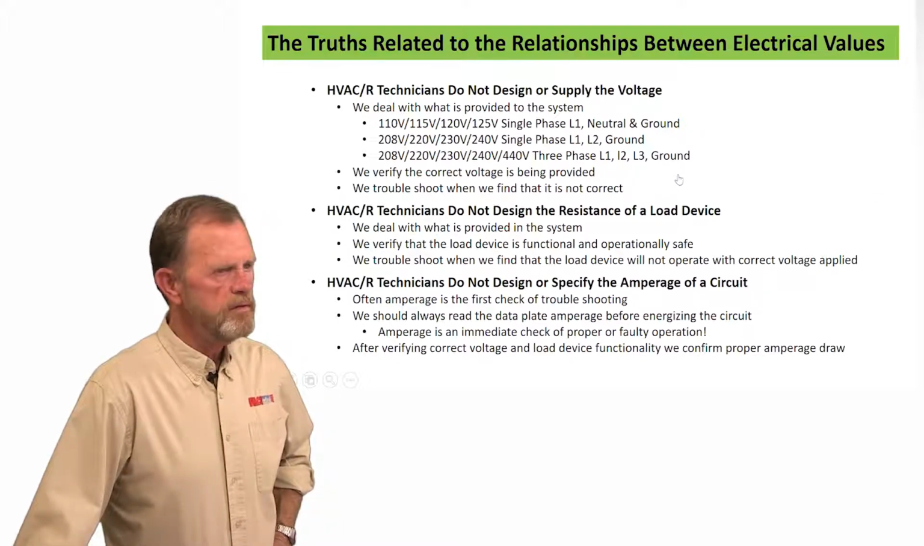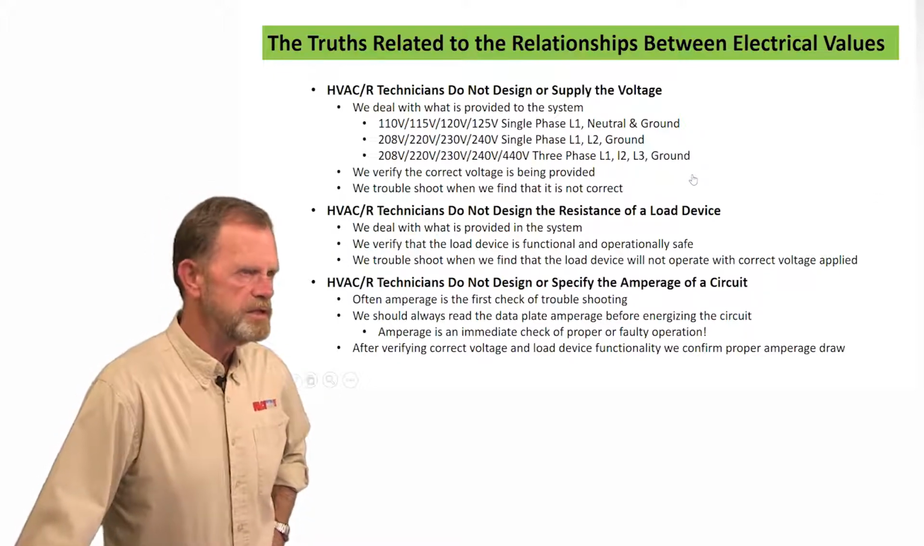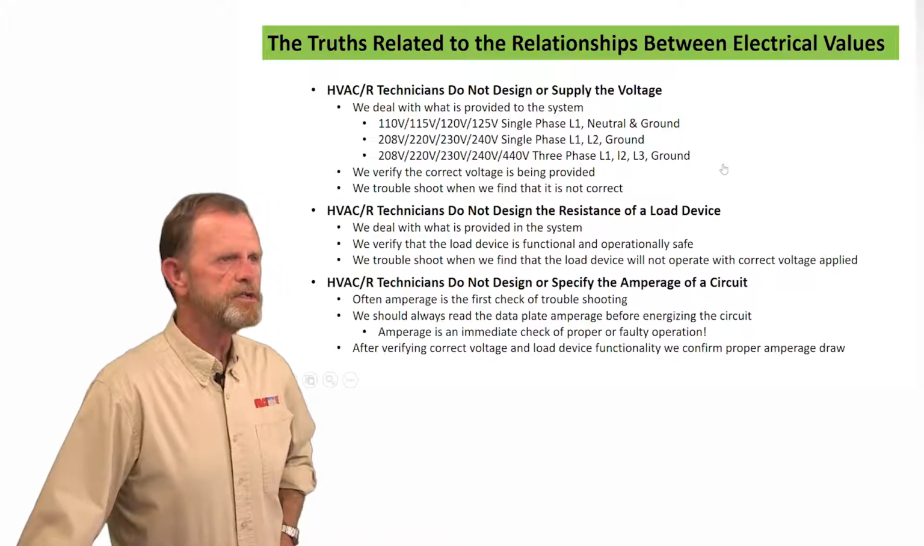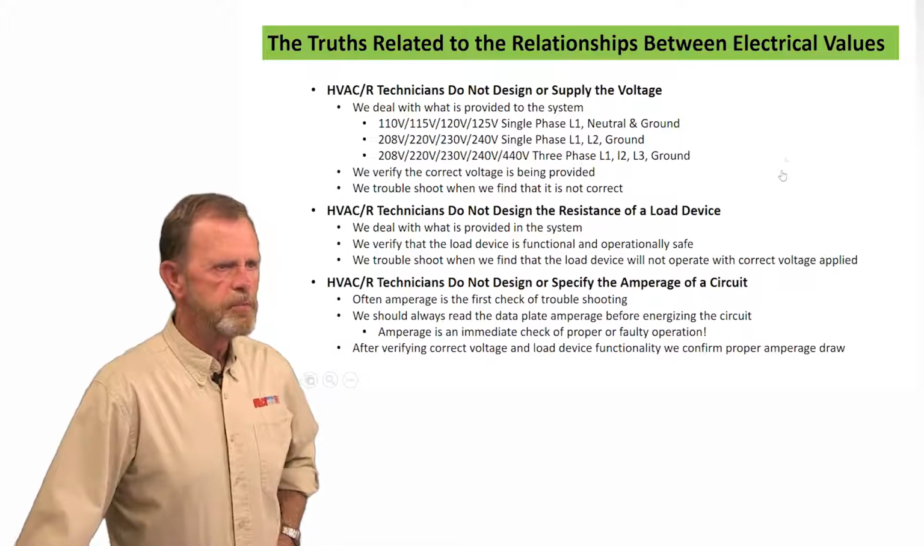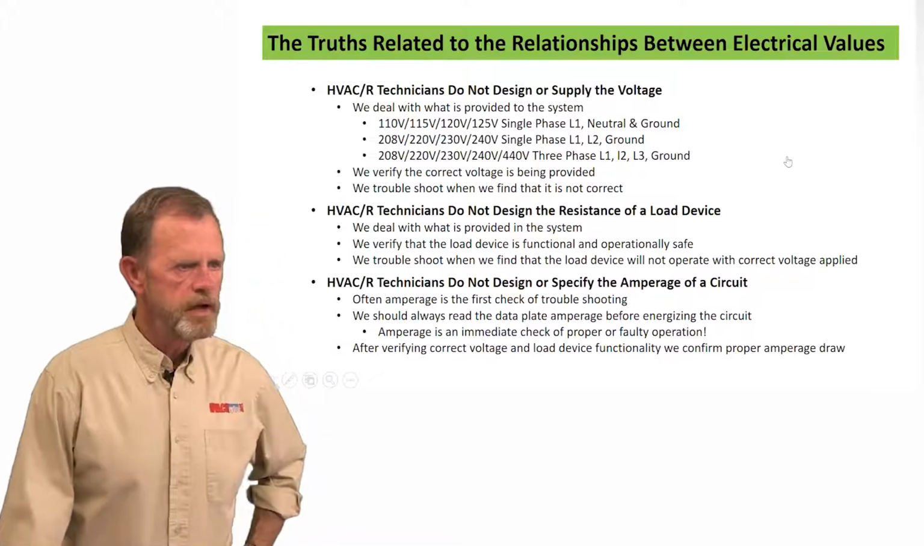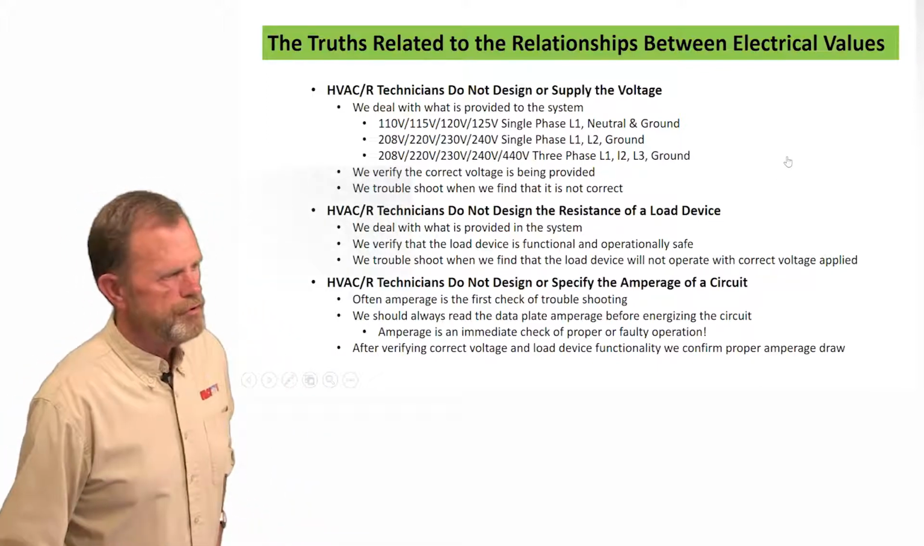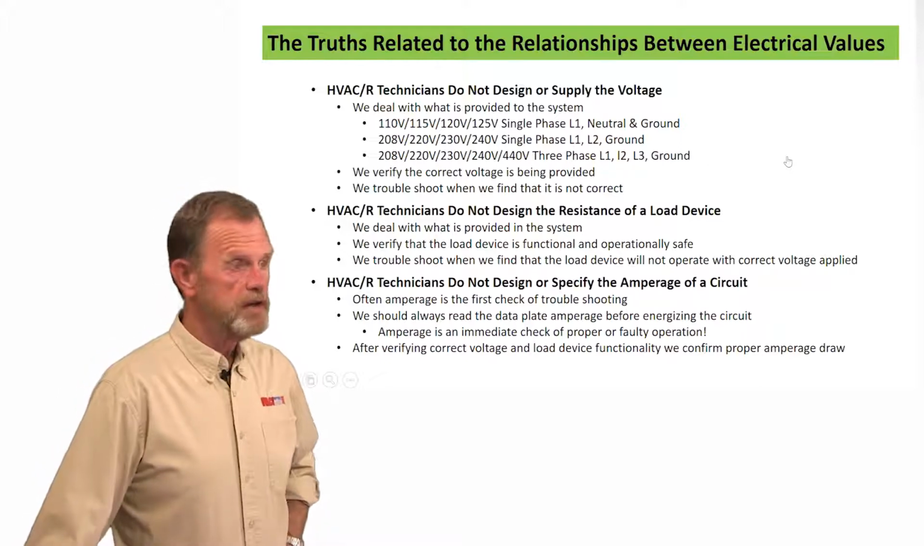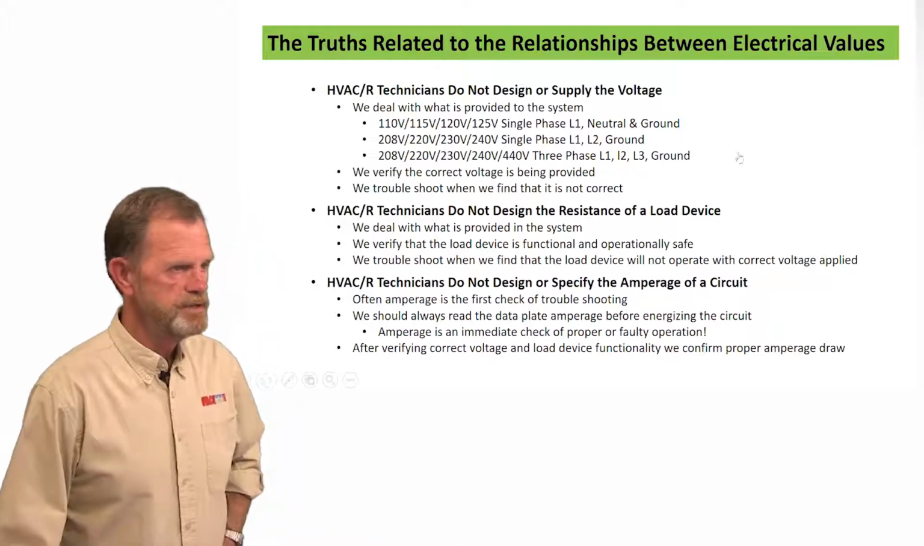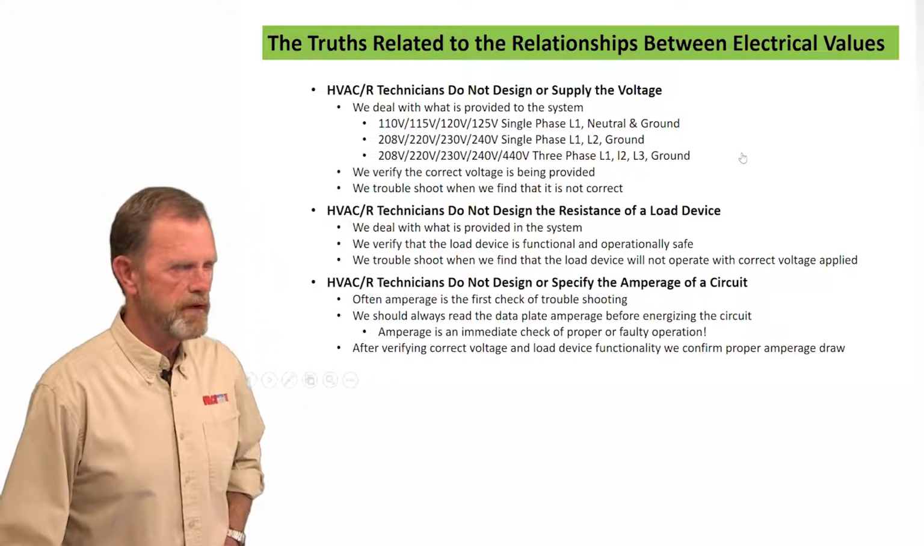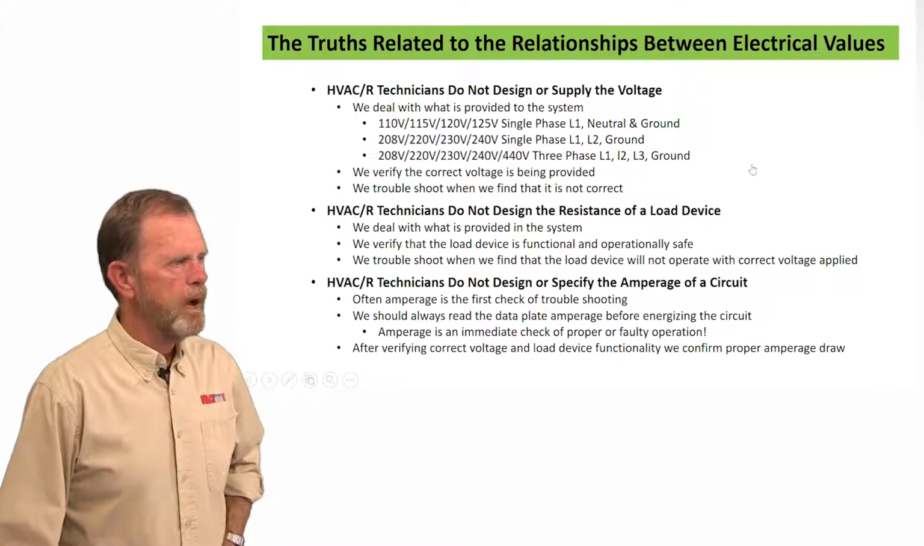And when we find that the provided or the supplied voltage is not correct, that's when we start troubleshooting to find out why. Did we lose a fuse somewhere? There's been more than a few times where I have found the utility is not providing the right voltage to the building for some reason. They had a transformer failure or something out on the distribution side.